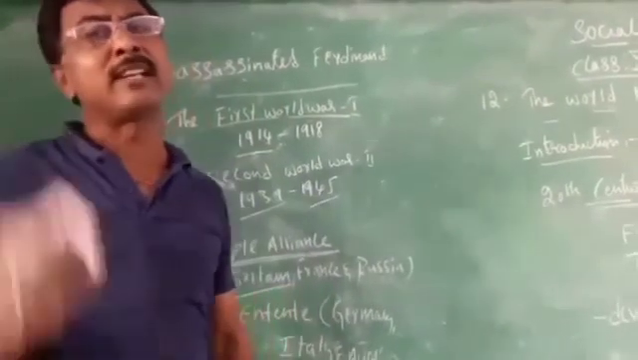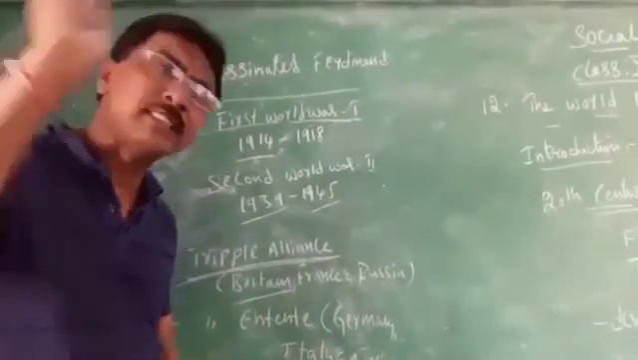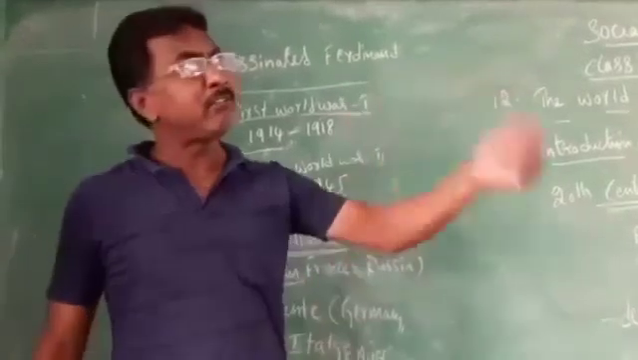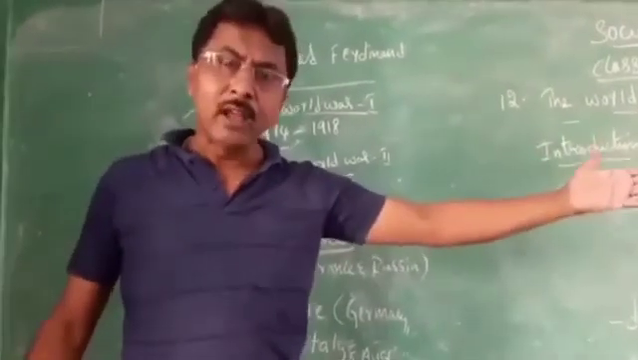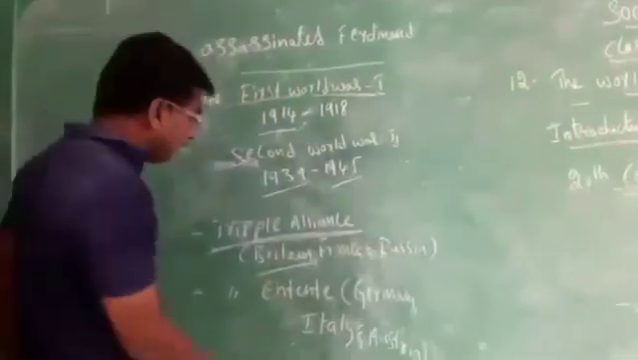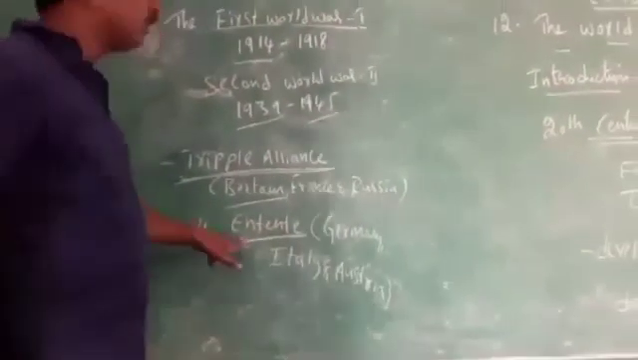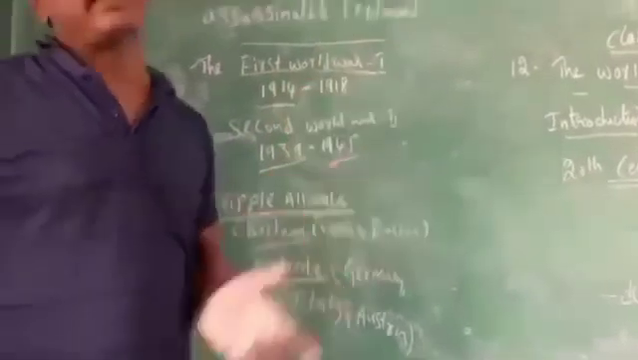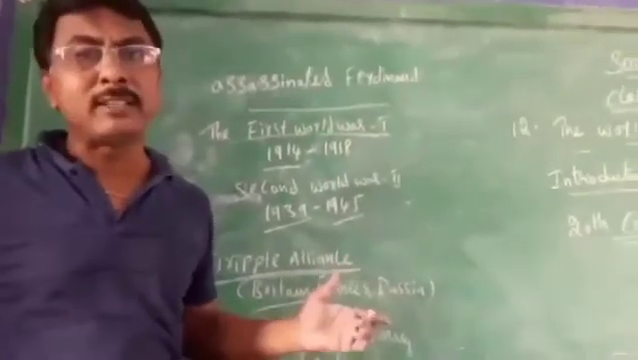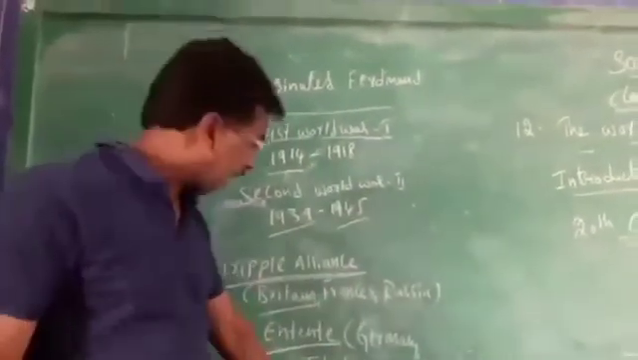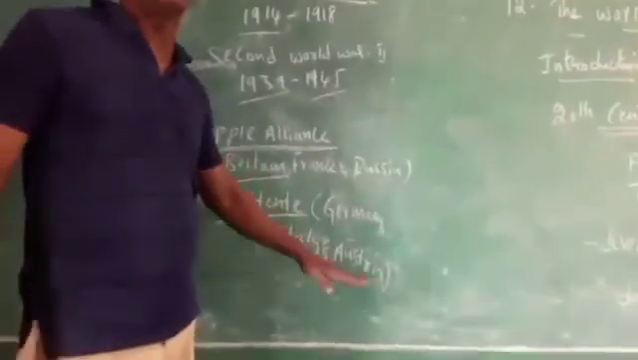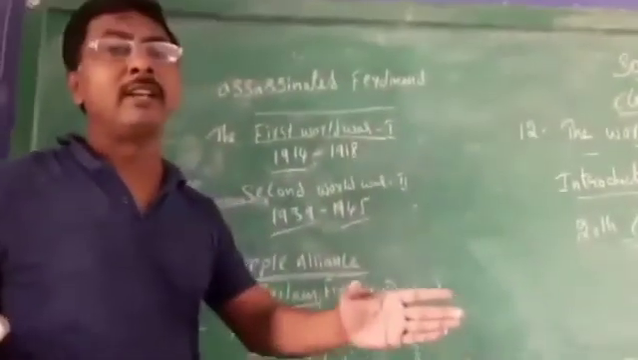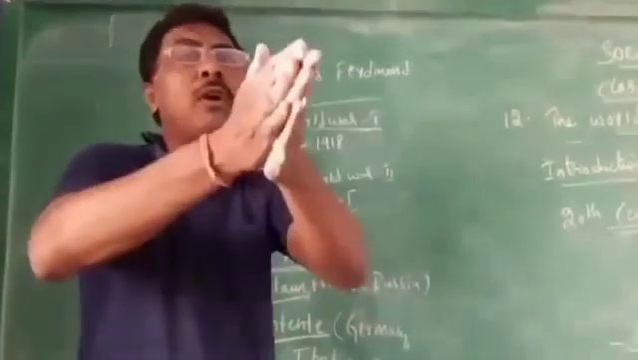Triple alliance countries means Britain, France, Russia on one side. And they'll ask you about the triple entity countries. Triple entity countries means Germany, Italy, Austria. Germany, Italy, Austria are the triple entity countries, and these both fought.